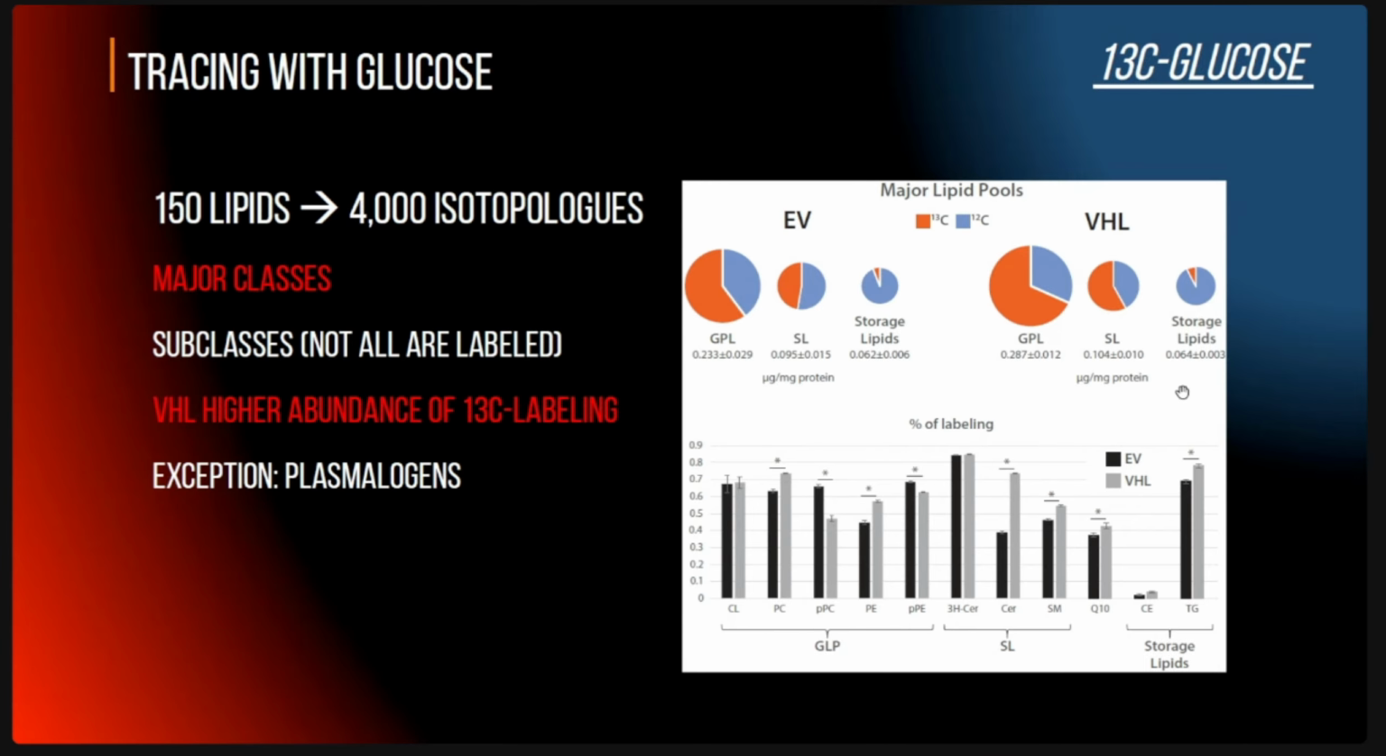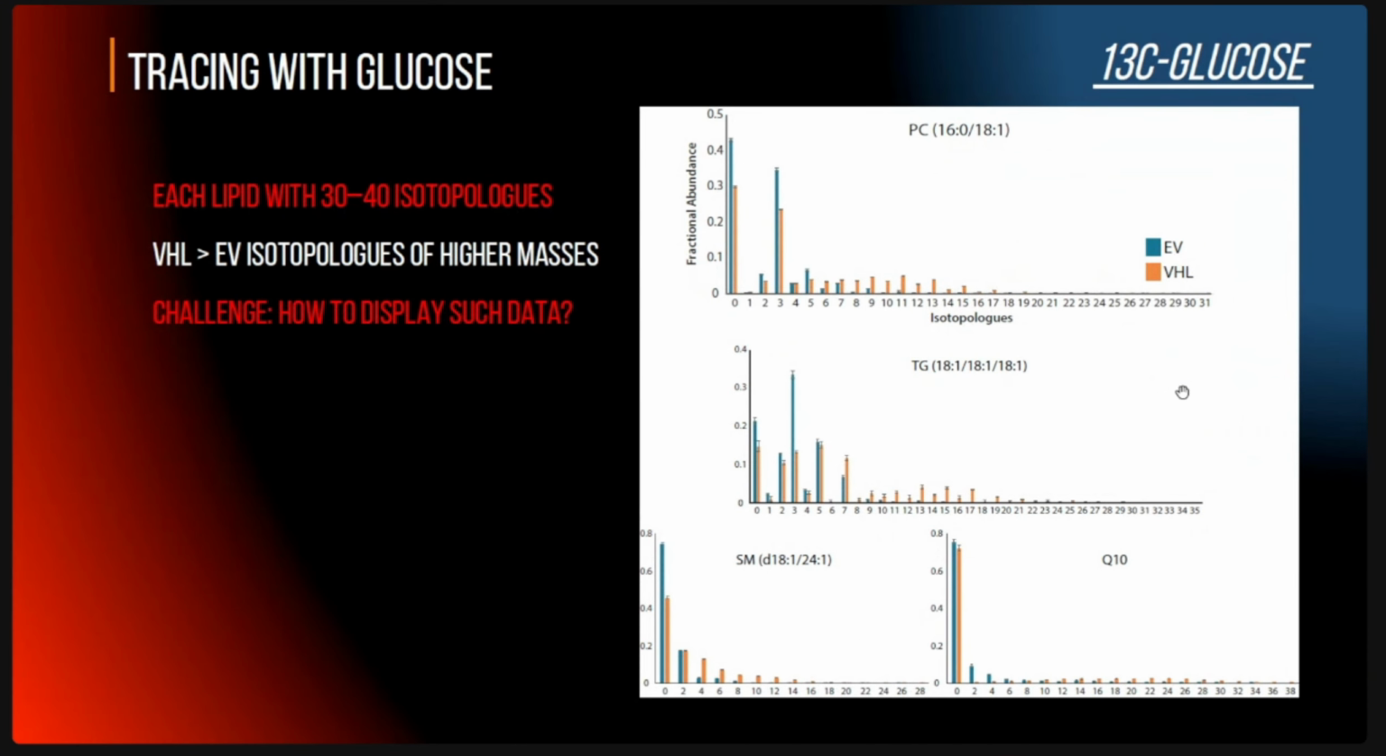PPC and PPE, which are both plasmalogens, a kind of ether lipid, the glycolytic cells incorporated more label than the oxidative. Okay. And then if we were to put every single lipid precursor and the distribution of isotopologues in the graph, it would look like this, right? Here you can see the fraction abundance of the precursor, n plus 0, and then you start with 1, 2, 3, and it goes up to 30 to 40 isotopologues.